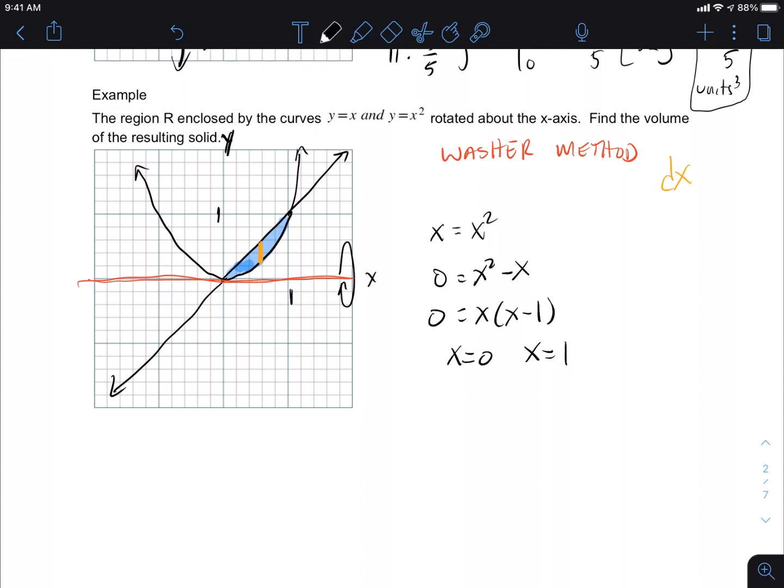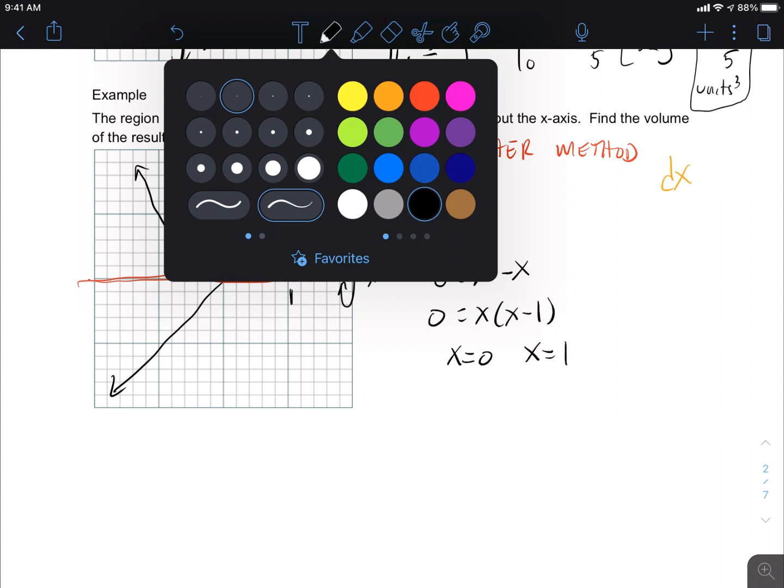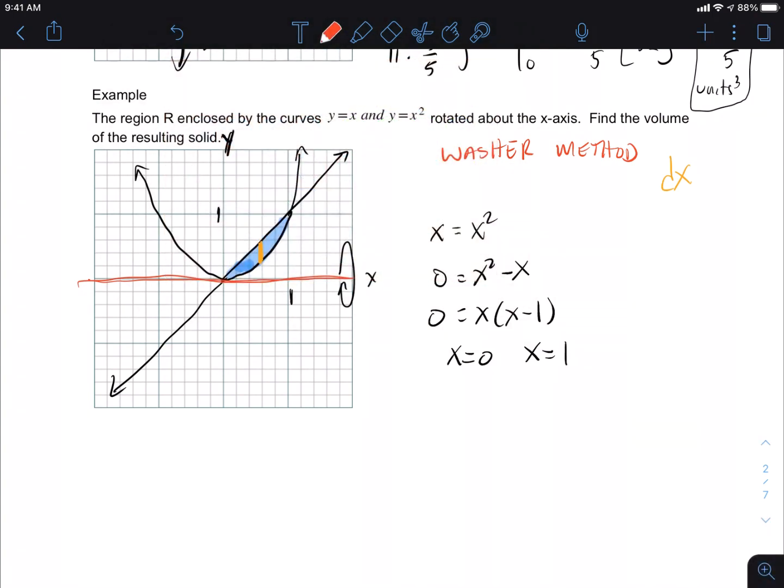Now, with the washer method, here's the important piece. What's going to end up happening is this, and I'll draw it so you guys can see. There's going to be two circles created. An inner circle and an outer circle. We'll go Christmas colors, okay? The outer circle is going to be from the furthest point, the further function from the axis. And the inner circle is going to be from the closer point.